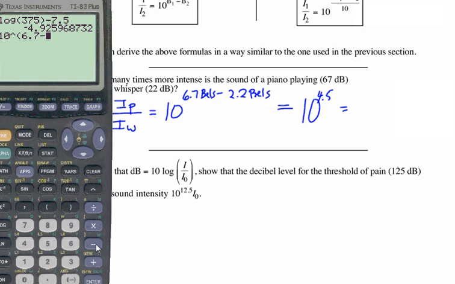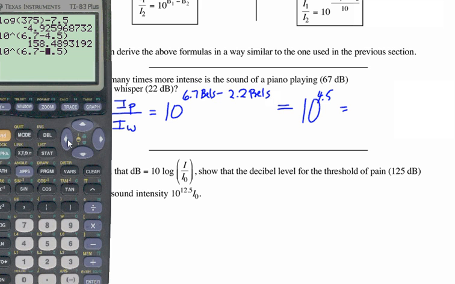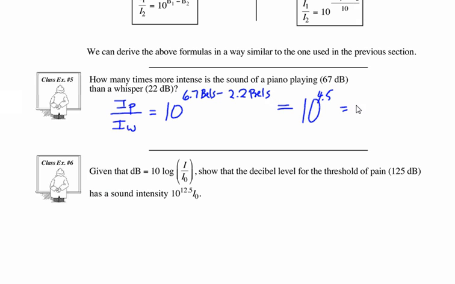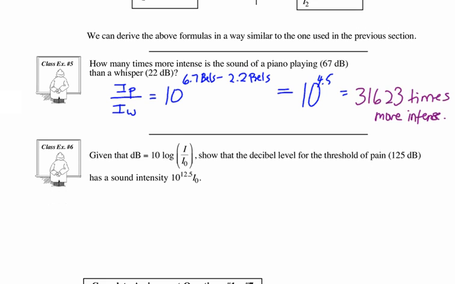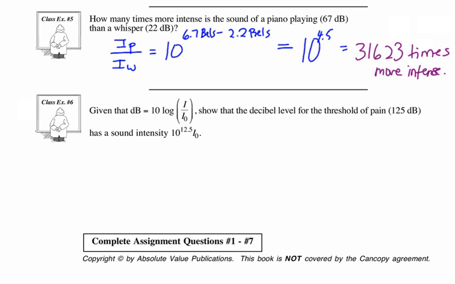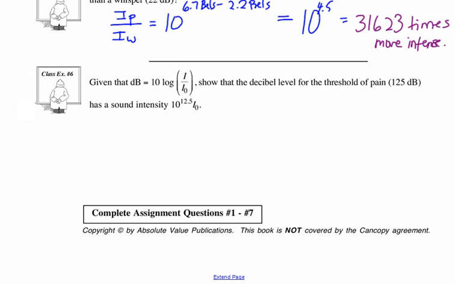Oh, yeah, I'm very new. Yeah, exactly. What did I type wrong? 2.2 it should have been. I just went straight to the answer there. There you go. So 31623 times more intense. It's pretty loud. But if you compare a whisper to a very loud piano, that is a lot louder.